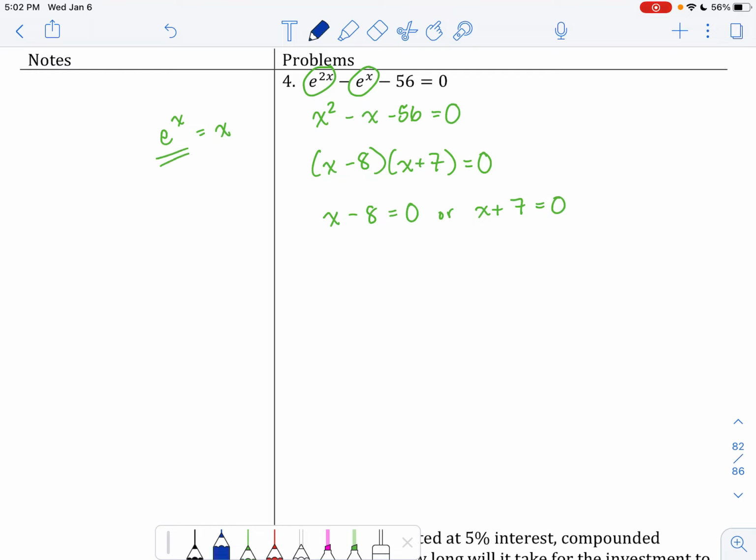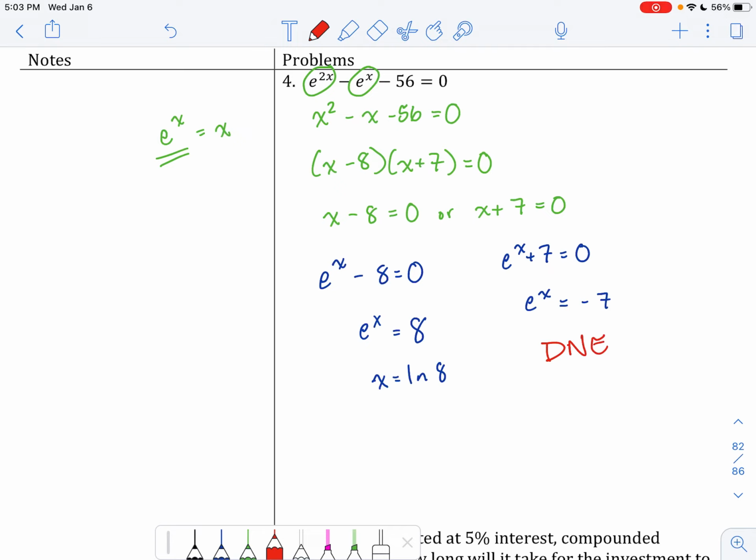But now you'll remember here is we're not dealing with x, we're dealing with e^x. So the equations I actually want to solve are e^x - 8 equals 0, which is e^x equals 8, which you can solve using your calculator. x is equal to ln of 8. Or e^x + 7 is equal to 0. You end up with e^x is equal to -7, and this is important because this does not exist. You can't have an exponential equal to a negative, especially when you have a base that is positive. e is a positive number that's approximately 3.